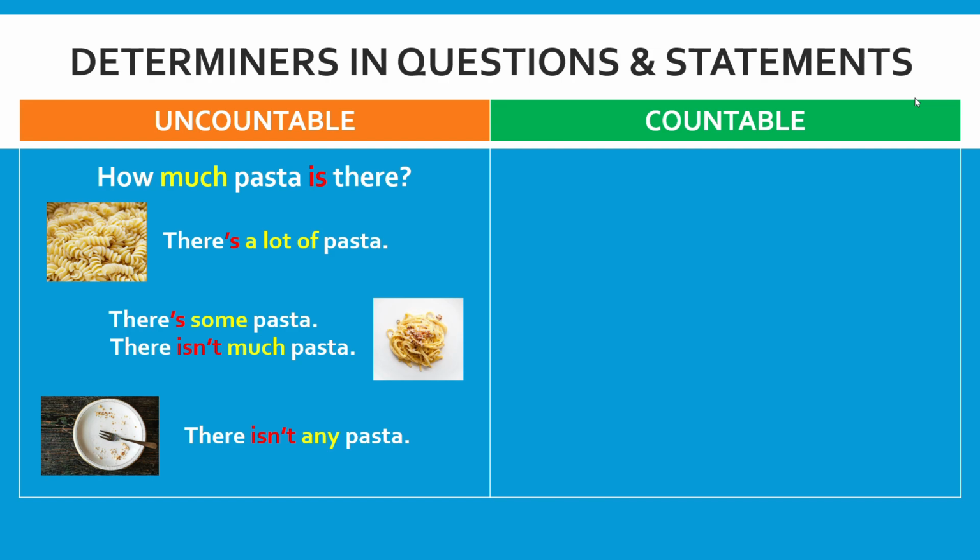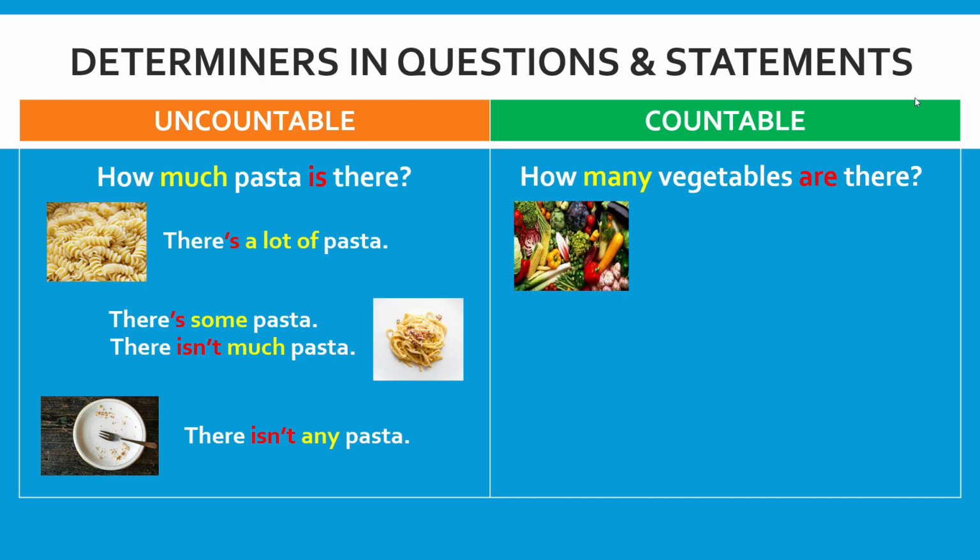To show that the plate is already empty, you can't see any more pasta on the plate. Moving on to countable, the same question will be asked, which is, how many vegetables are there? We know that vegetables we can count by numbers. Therefore, anything that is countable, we need to use the word many when we want to ask for quantity, followed by the verb to be are.